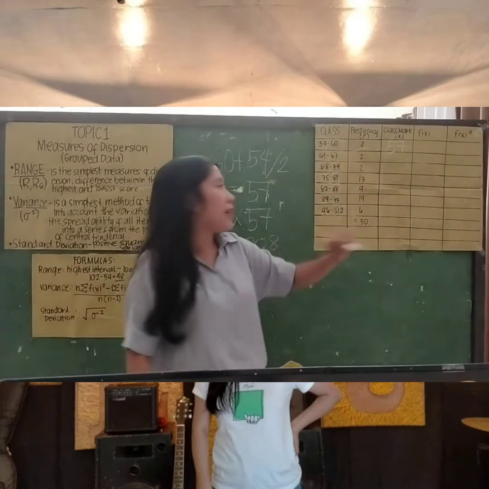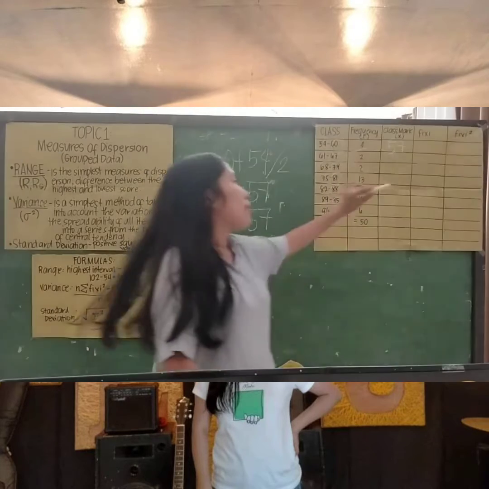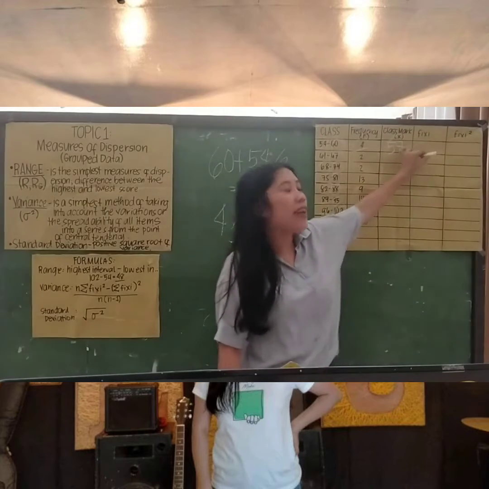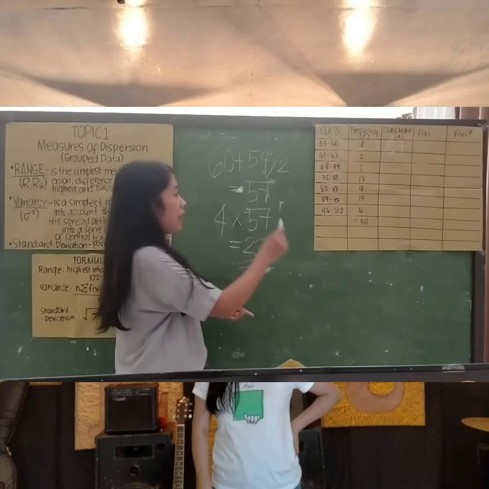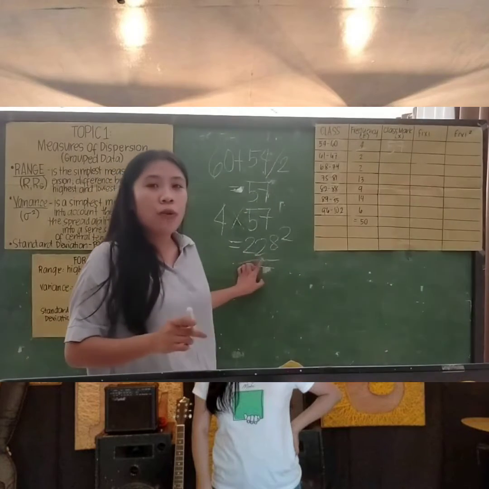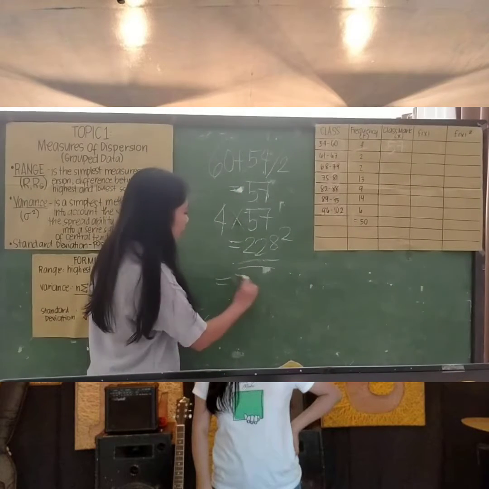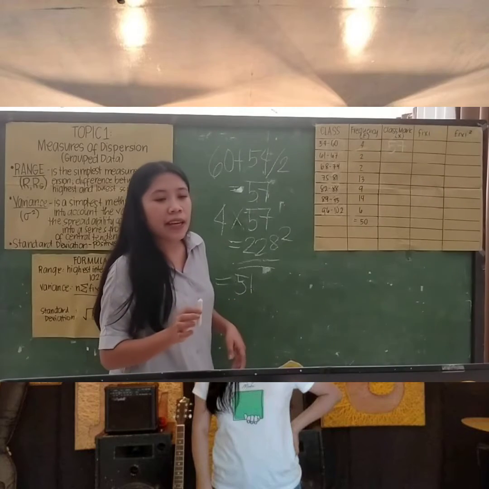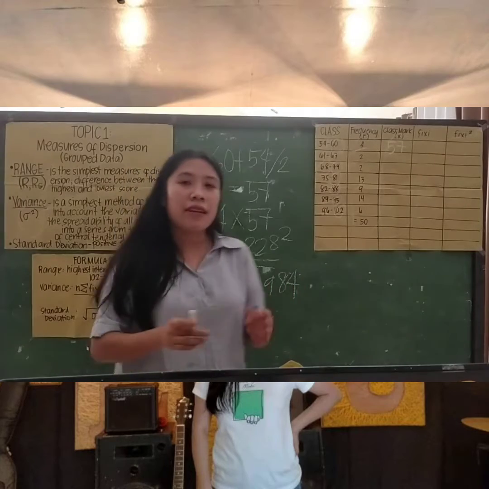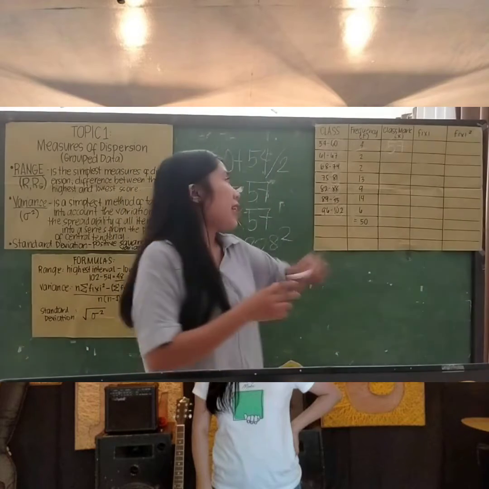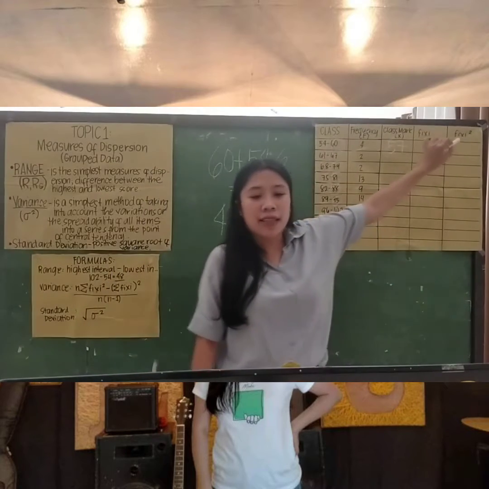And para naman makuha natin etong fixi squared, ang gagawin lang natin, yung sagot natin dito sa fixi, for example, yung sagot natin kanina is 228. Yung gagawin lang natin, i-square lang natin siya. For example, kung 228 squared, ang magiging sagot niya ay 51,984. So, ganun natin isusolve para makuha natin yung mga nandito sa table natin. Yung class mark, fixi, fixi squared.